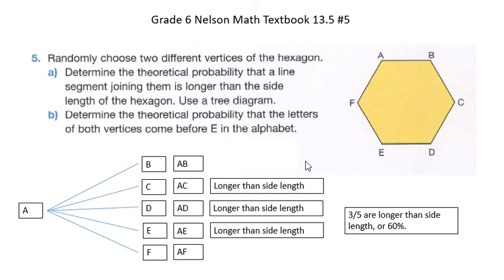Here to here, for example. AC is longer than the side length. AD is longer than the side length. AE is longer than the side length, and I've labeled them right here. AC, AD, and AE are longer than the side length. AB is a side length, which means necessarily it is the same length as the side length. And AF is also the same length as the side length.